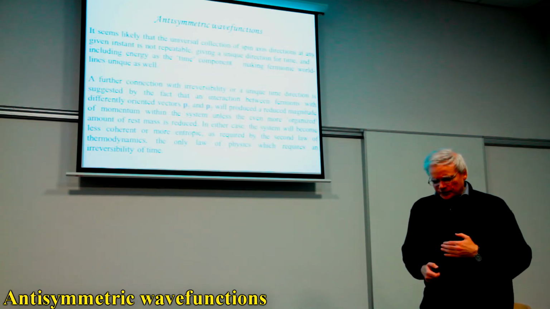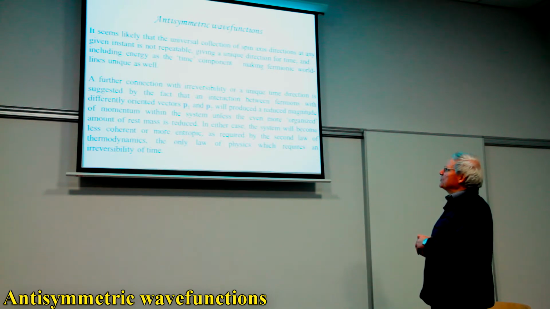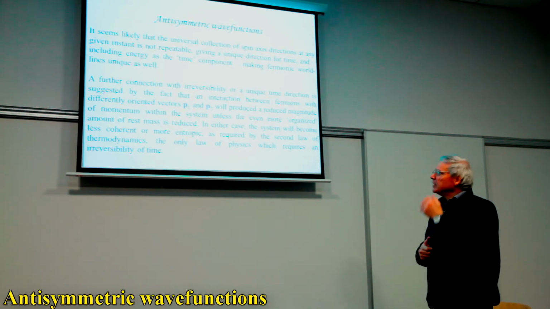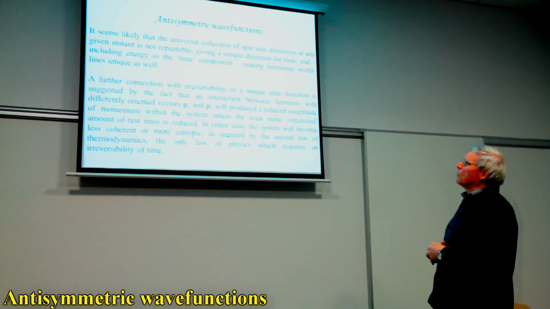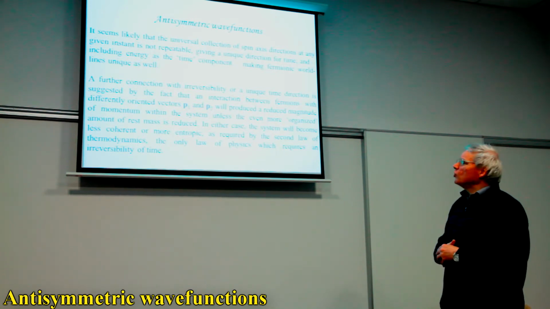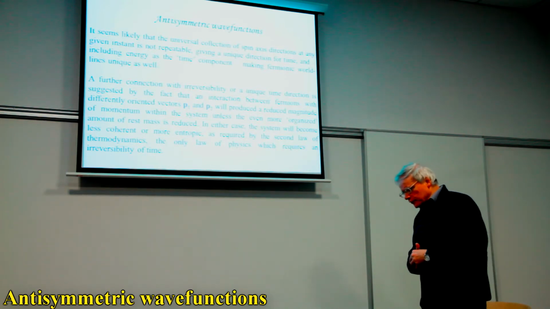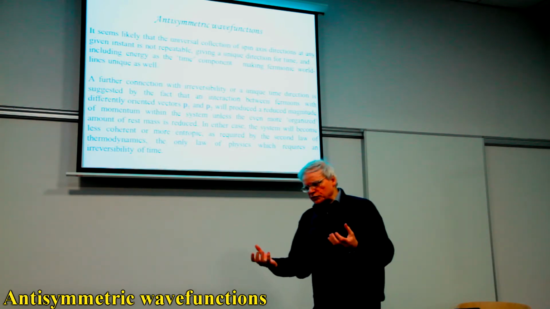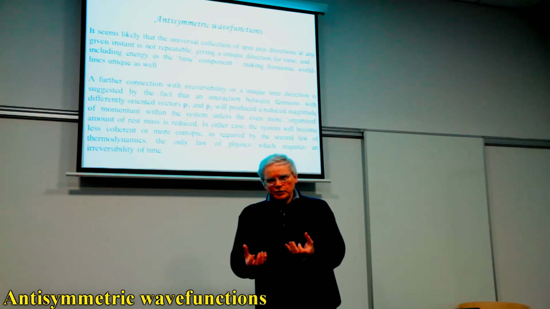I also think that one would say from this that the instantaneous collection of spin axes is not repeatable. It will give a unique direction for time as well, and also for energy. So fermionic whirl lines will also be unique. And just going back to ordinary physics for a moment, if you've got a system with interacting momenta, P1 and P2, and there's some sort of interaction between them, then whatever happens, you don't get as much as you started out with, there's less.